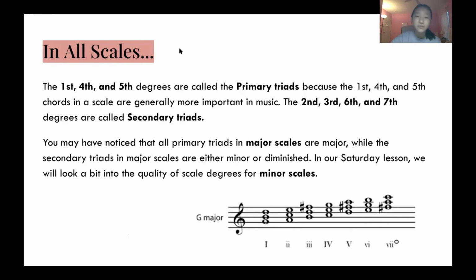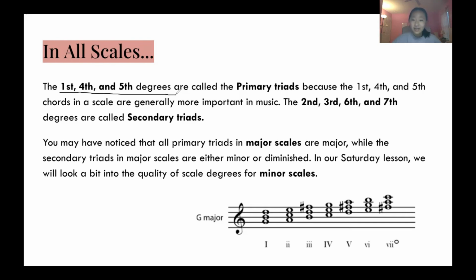You know how we realized that in every scale, the first, fourth, and fifth chords are major and no others? That's because these scale degrees are called the primary triads, and they happen to be more important in music than the third, second, sixth, and seventh notes. So for example, if you're writing a song in C major, especially pop artists, they'll use a lot of the fourth and fifth chords over the seventh, second chords, stuff like that.